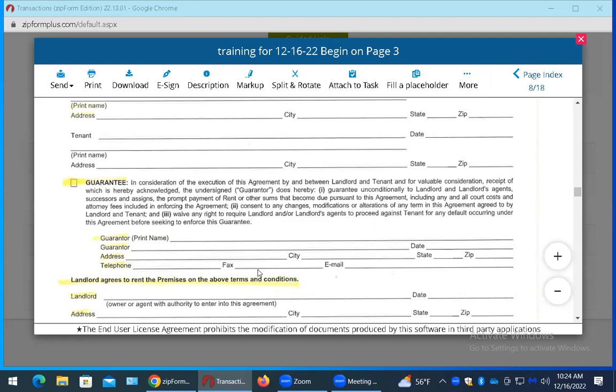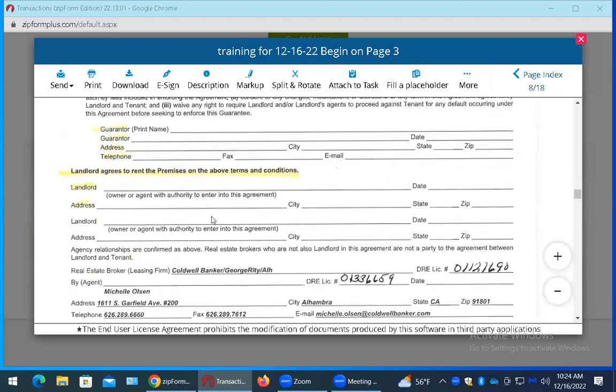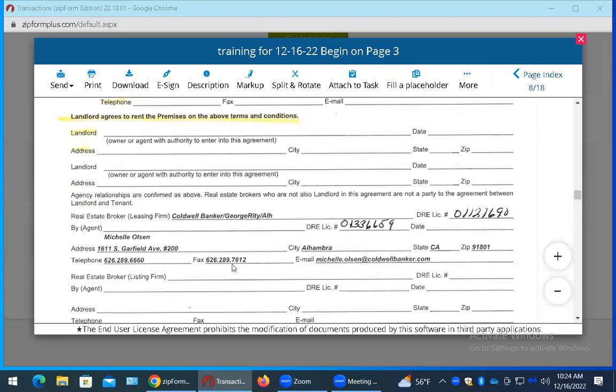I like wet signatures, but if it's not possible, I guess you could get it on e-sign. Shumay and I always try to get wet signatures on the documents, and we have 2 signed so that the landlord has 2 to sign, and we return a full set back with wet signatures back to the tenant as well. So at the end here, the landlord agrees to rent the premises on the above terms and conditions. The landlord will sign it here, and it'll show the leasing firm here, our address, and the listing firm here.